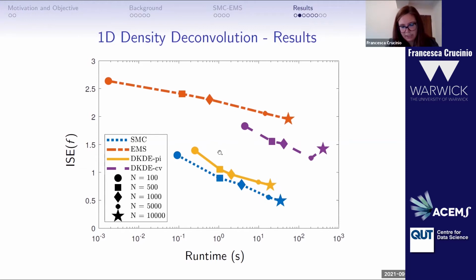The yellow line is the cheap and efficient version of DKDE, but the blue line, which I was really glad to see when I plotted this picture, is the SMC EMS. So for a given cost, it actually gives the best accuracy.